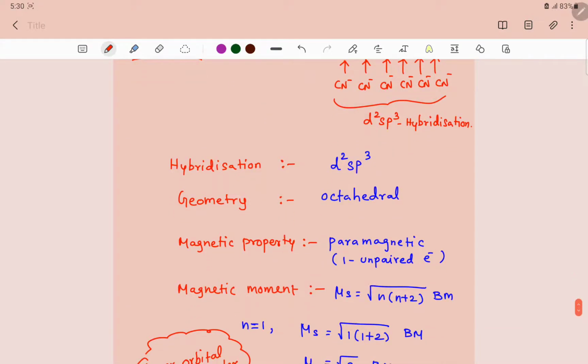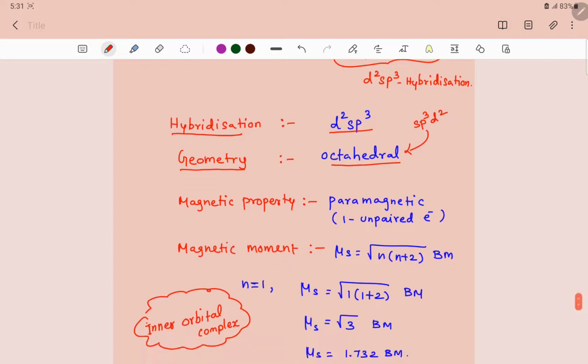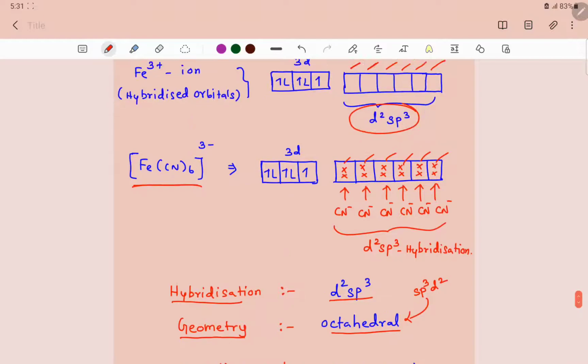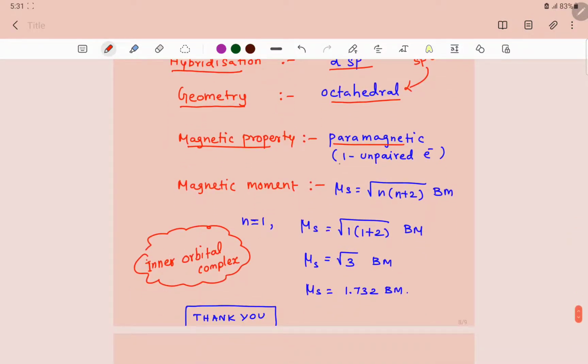Okay, right. Now we come to the main point: the nature of hybridization is d2sp3, and the geometry is octahedral. The previous complex follows sp3d2 hybridization. There also the geometry is octahedral. Whether d2sp3 or sp3d2, the geometry is the same, which is octahedral. For the magnetic property, the complex is paramagnetic, because look at the electronic configuration. You can see there is one unpaired electron, isn't it?